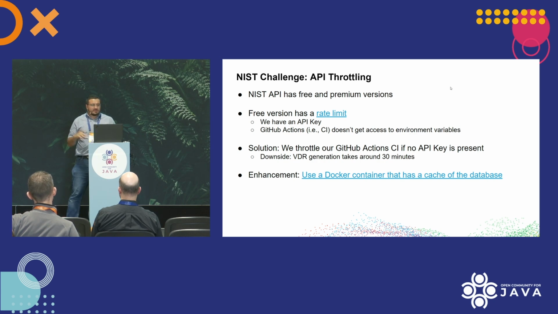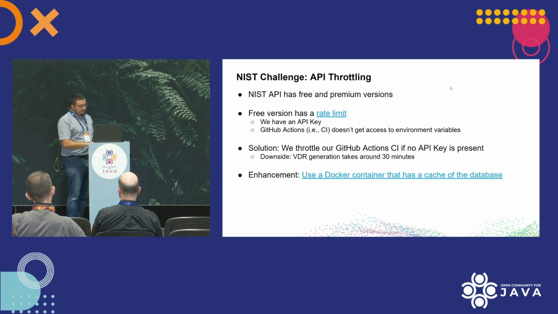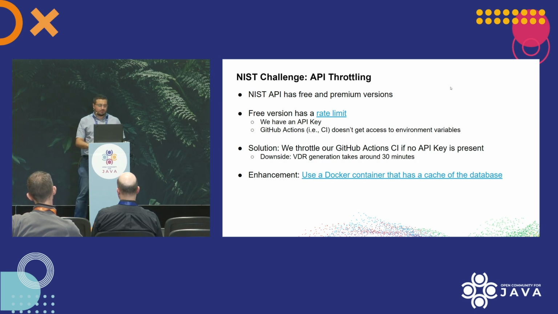So the good news is that the free API is the same as the premium one, it just has a rate limit. So the solution is basically I've throttled the thing to stay within that rate limit. The downside is it takes half an hour. We do have an open action item to use Dependency-Track, because it has a cache basically of the NIST database. So if we use the Dockerized version of Dependency-Track or the GitHub Actions version of Dependency-Track, we could query that as quickly as we want to and generate the report quickly instead of slowly.